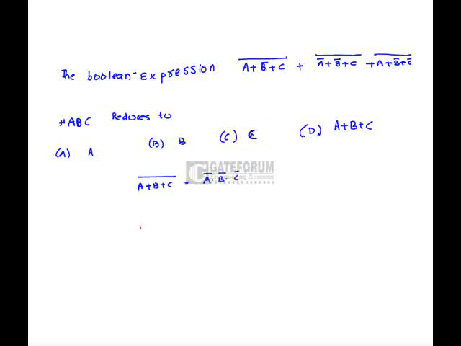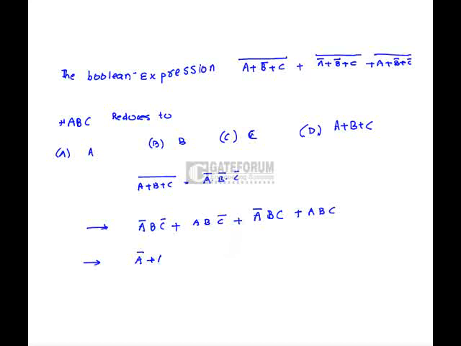So we will get it as a bar b c bar plus a b c bar plus a bar b c plus a b c. This is the Boolean reduced one. Means after applying De Morgan's laws, we are getting this Boolean expression. So we have to simplify this one.